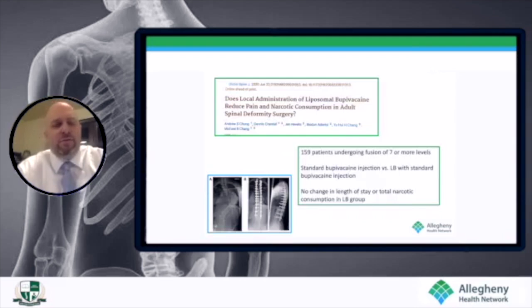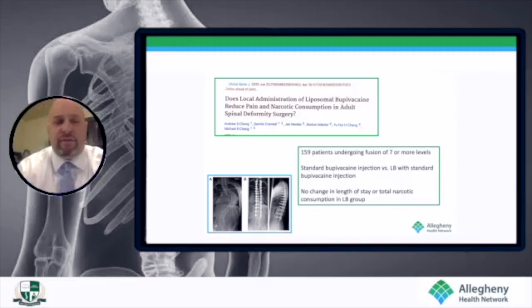Lastly, can you use Exparel in bigger cases, degenerative deformity cases? Well, this study looked at that. They had 159 patients who had fusions of 7 or more levels, and they randomized the groups into standard bupivacaine versus Exparel with standard bupivacaine. And there was no difference in total narcotic consumption or length of stay.